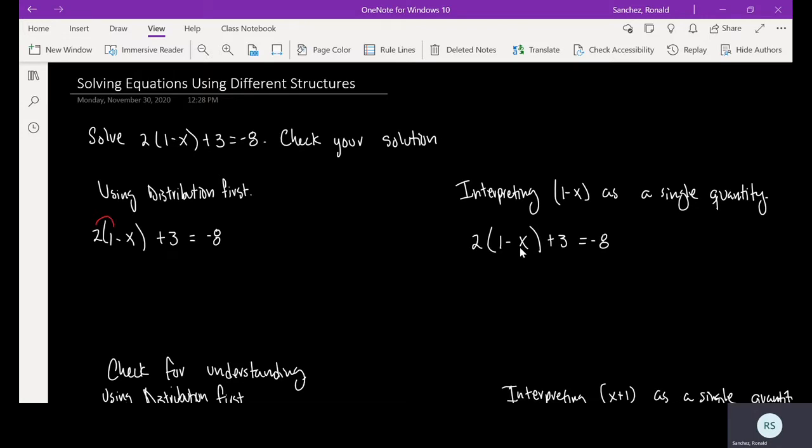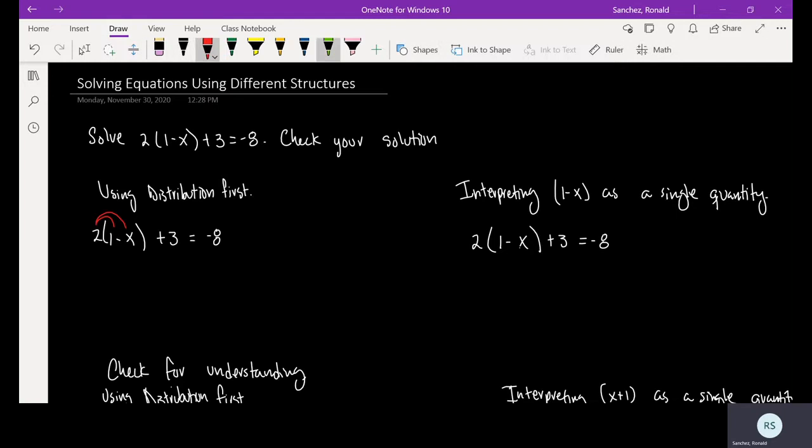So we're going to multiply 2 times 1 and 2 times -x. 2 times 1 is 2. 2 times -x is -2x. And I still have this +3 here, which is equal to -8. Now I can combine like terms on the left side. I see that I have this 2 and this +3. 2 plus 3, that's 5. And I still have this -2x. I'm going to bring it down. And that's still equal to -8.